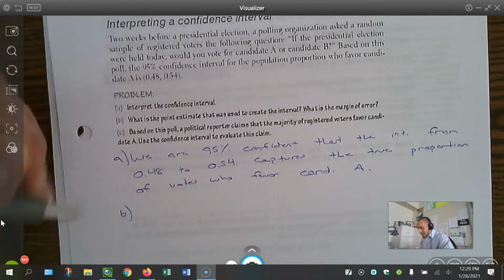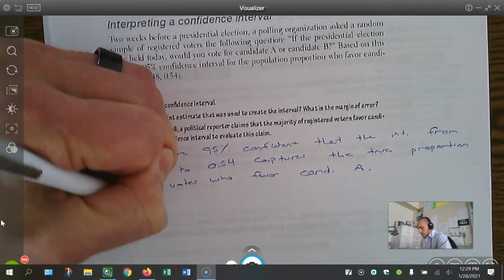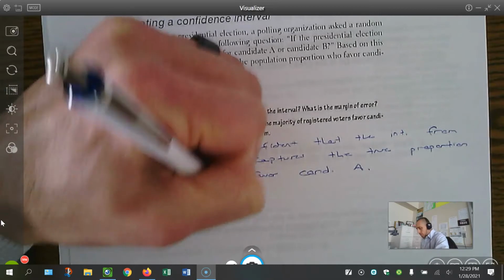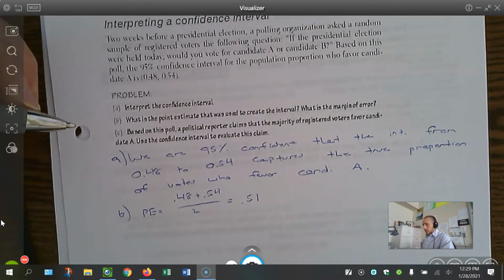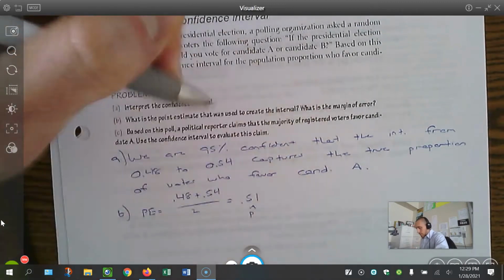What is the point estimate? What is the margin of error? The point estimate is just the average of those two. So 0.48 plus 0.54 divided by 2, that'd be 0.51. So that means for this sample, that's your sample proportion. That's what that is really measuring.